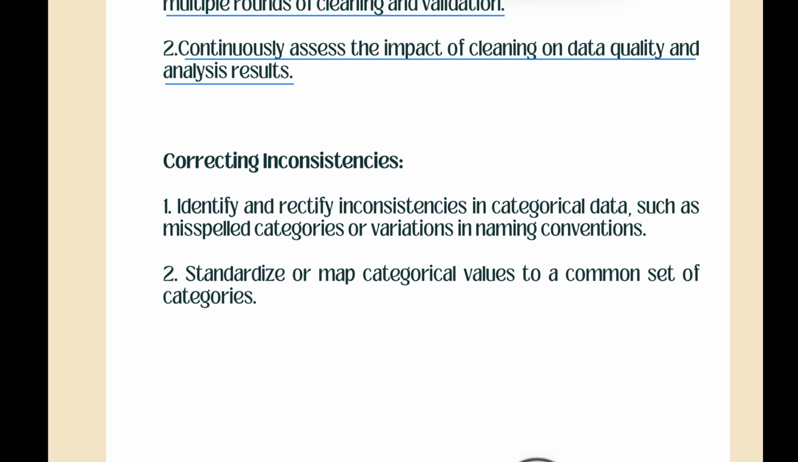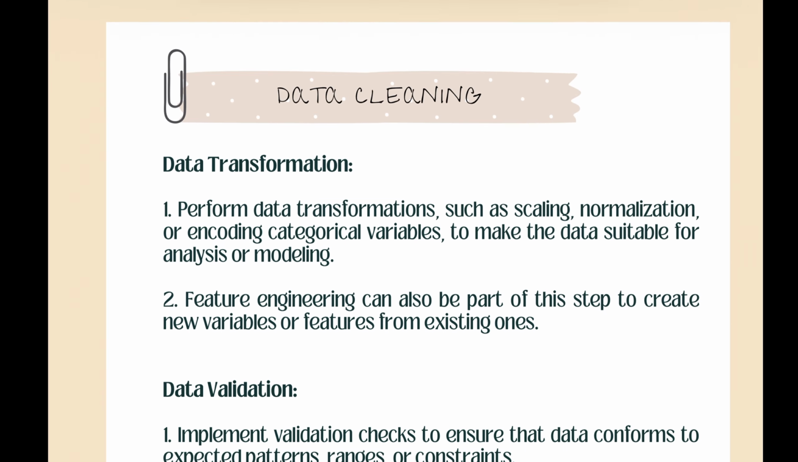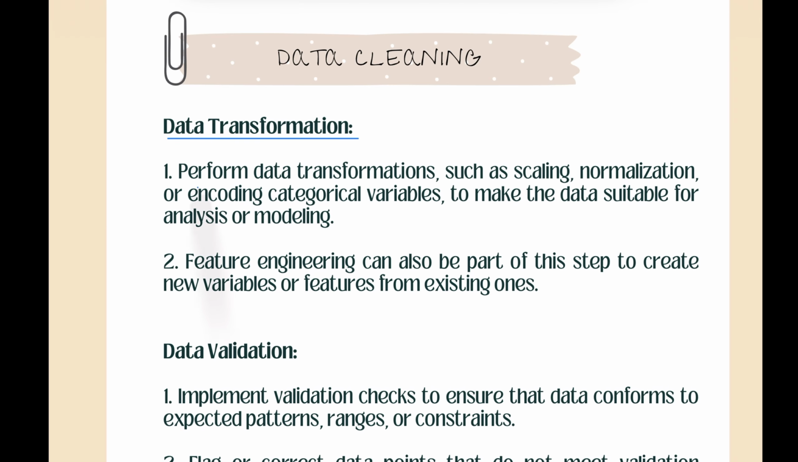Correcting the inconsistencies is the next step: identifying and rectifying inconsistencies in the categorical data, such as misplaced categories and variations in naming conventions. Standardize the categorical values to a common set of categories. Then is data transformation, performing scaling, normalization, or encoding the categorical variables to make the data suitable for analysis or modeling.